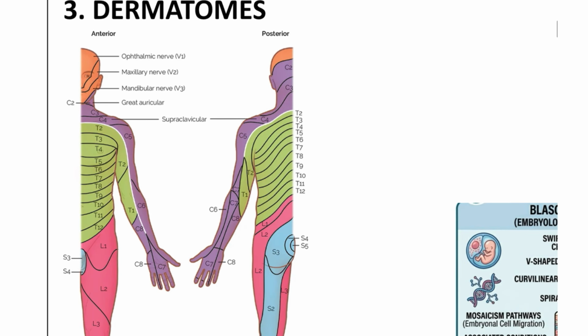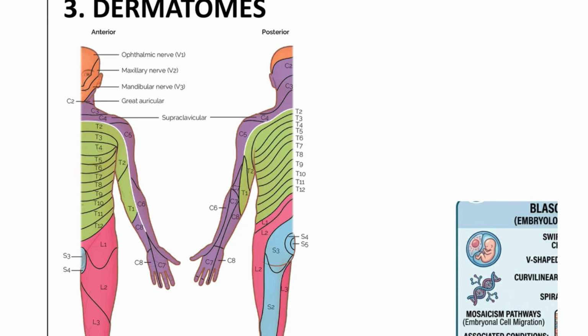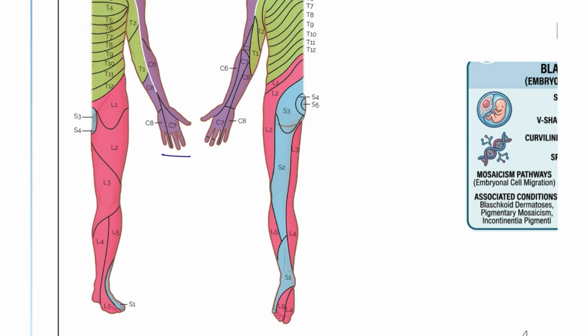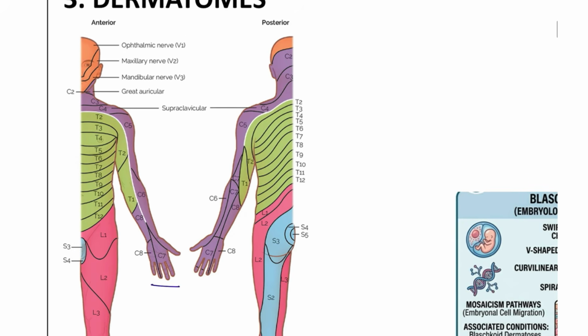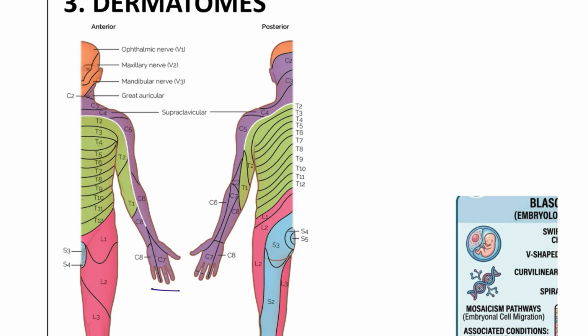For example, let's see. All the cervical levels supply up to our limbs, and the thoracic supplies our upper trunk, and both the lumbar and the sacral supply the lower limbs. This is how it is presented. And in this, some important questions can be expected.